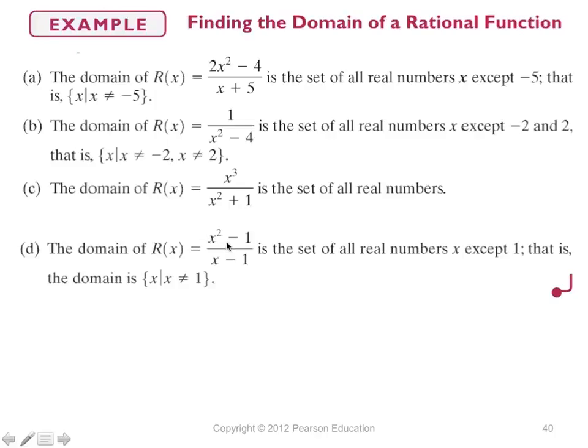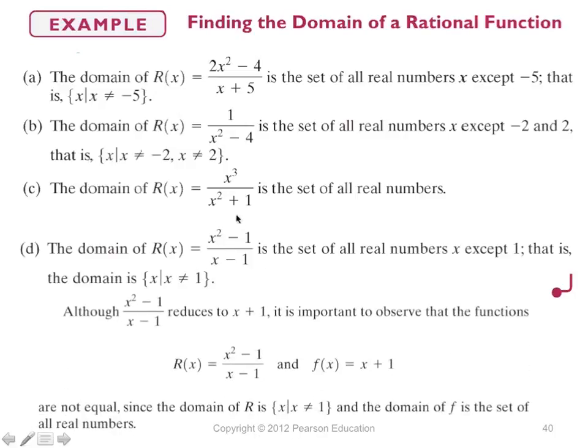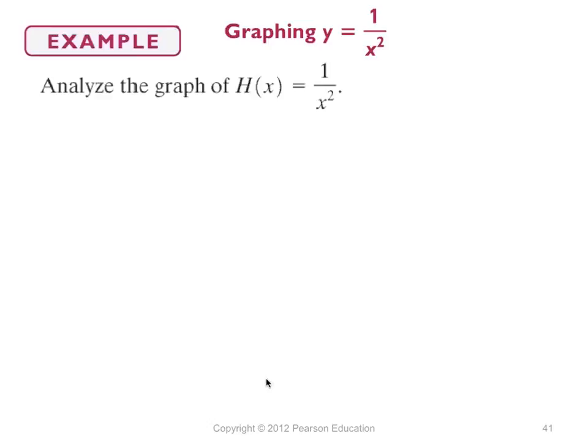And then if you think about this one right here, x squared minus 1 over x minus 1, that's going to be all numbers except x not equal to 1, because x minus 1 equals 0 gives x equals 1. So x such that x is not equal to 1. It's important to note that r of x can be reduced to x plus 1, but these two functions, x plus 1 and x squared minus 1 over x minus 1, are not equal since the domains are not the same.